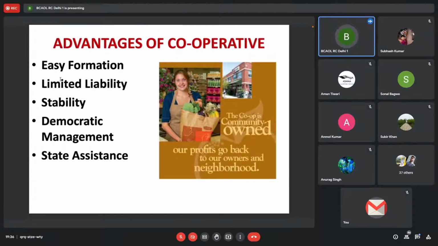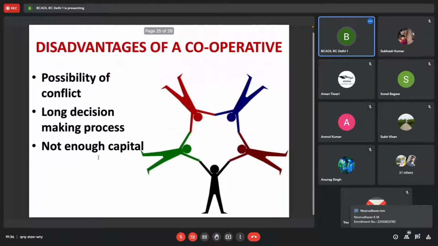Easy formation, limited liability. Again, there's limited liability over here. There's democratic management, like I said, where they themselves elect people who would be representing them in dealings and meetings. And of course you get assistance and aids from the central and the state government both. So there are a lot of advantages of doing it.